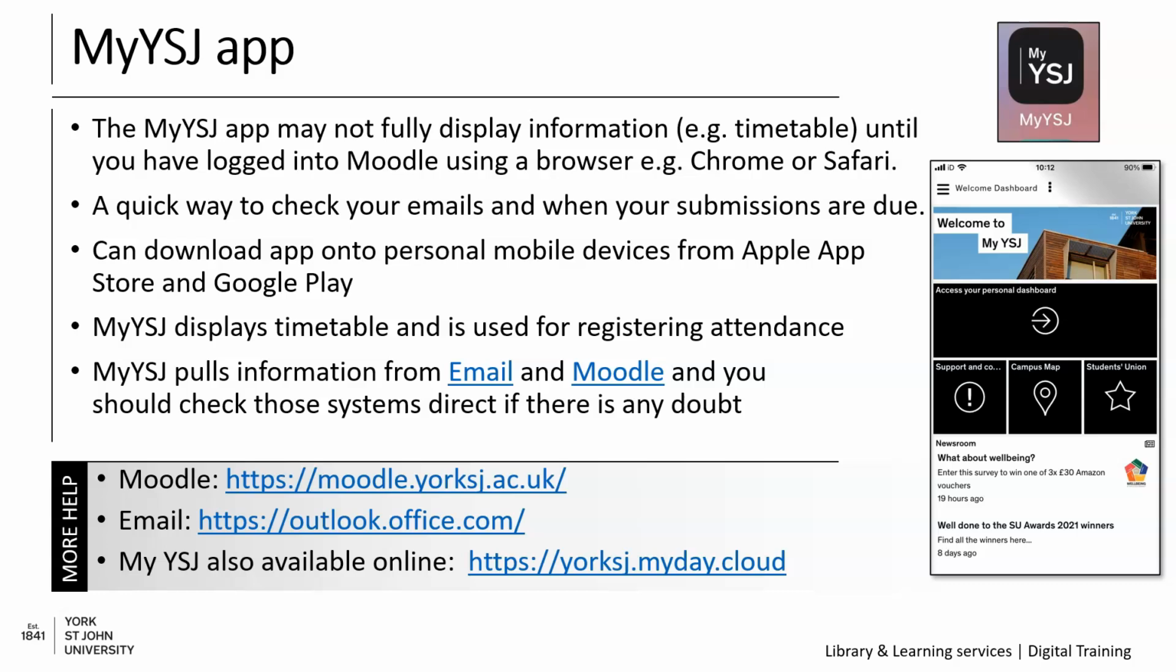Use the Windows key plus L on a Windows machine, or Command and L if you have a Mac. The MyYSJ app pulls in various information from systems around York St John. You can use this to view your timetable, your email, and Moodle.